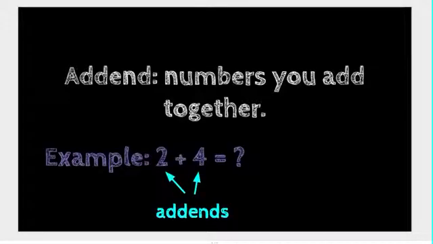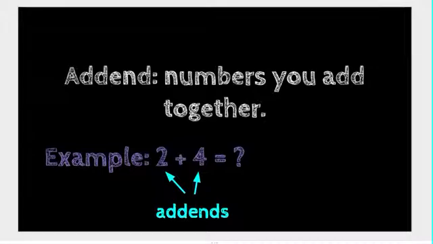So for example, if you were to add 2 plus 4 is equal to, you would answer that 6. But 2 and 4 would be the addends. They are two numbers that you are adding together. You might also know that the answer 6 would be the sum. So the numbers that you add together to get the answer are the addends.